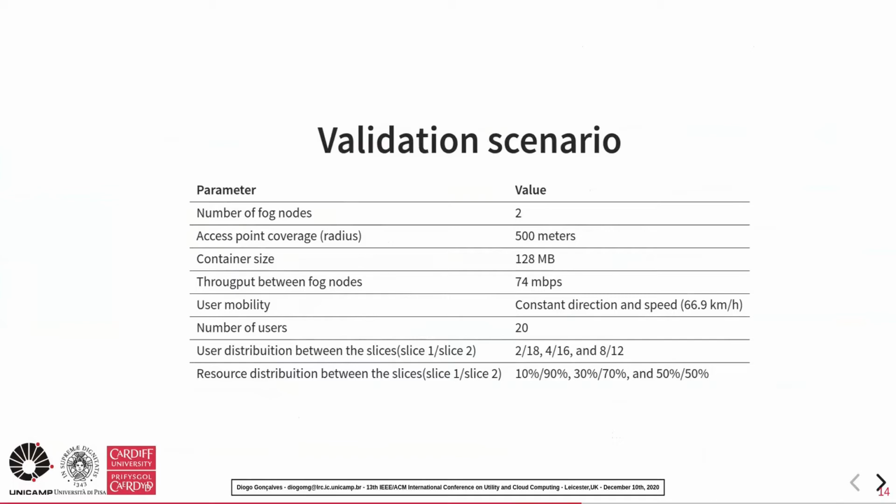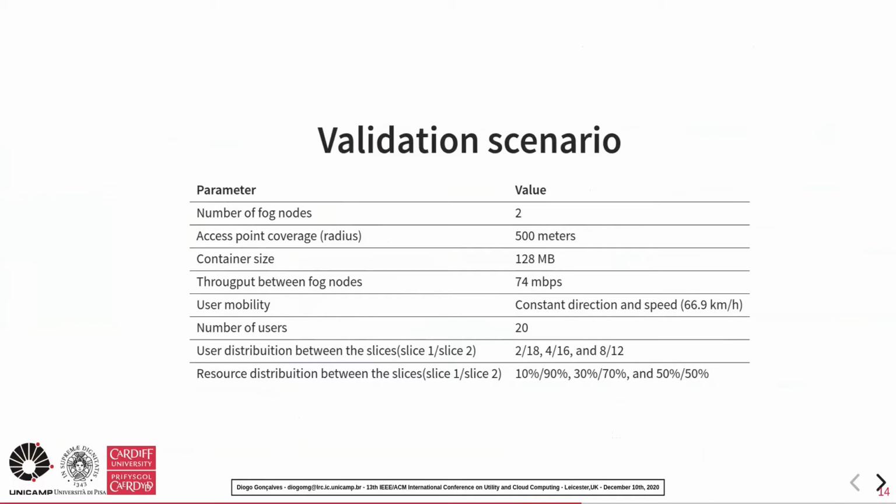At this moment, we are not using a realistic mobility pattern. In these experiments, 20 users start from the same point and move at a constant speed in the direction of the second fog node area. We evaluated this scenario based on 2 different variables: the number of users allocated to a slice and the amount of resources that the slice has available.